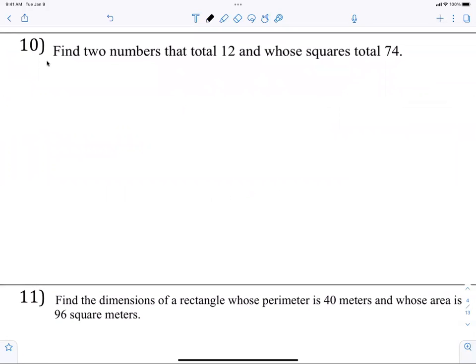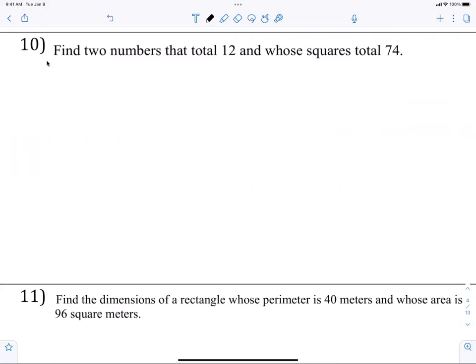All right, here we go. A little bit harder now. Find two numbers that total 12. So what is that? Yes, two numbers that add up to 12. It could be 6 and 6, but I don't think 6 squared plus 6 squared is 74. So we don't know what those numbers are. So I need everybody to put down x plus y equals 12.